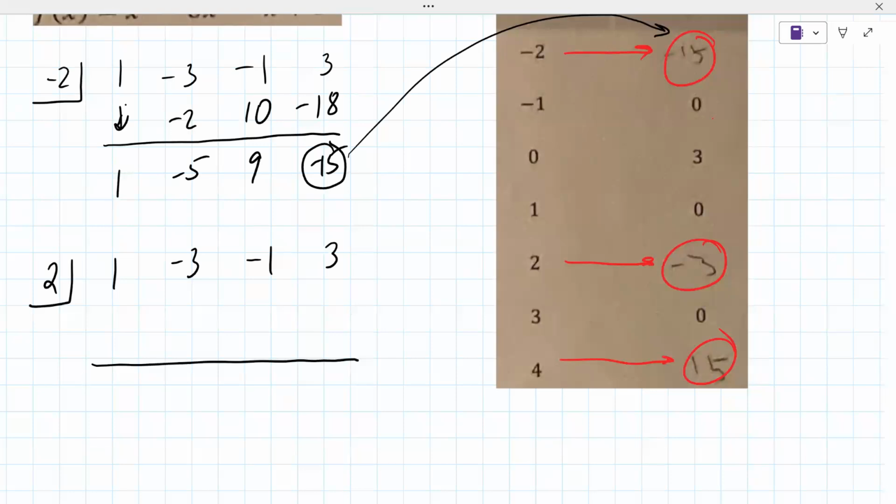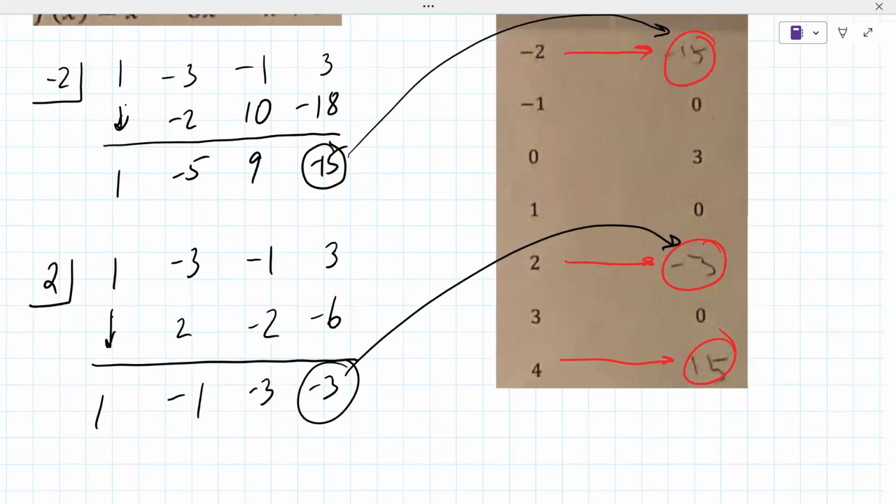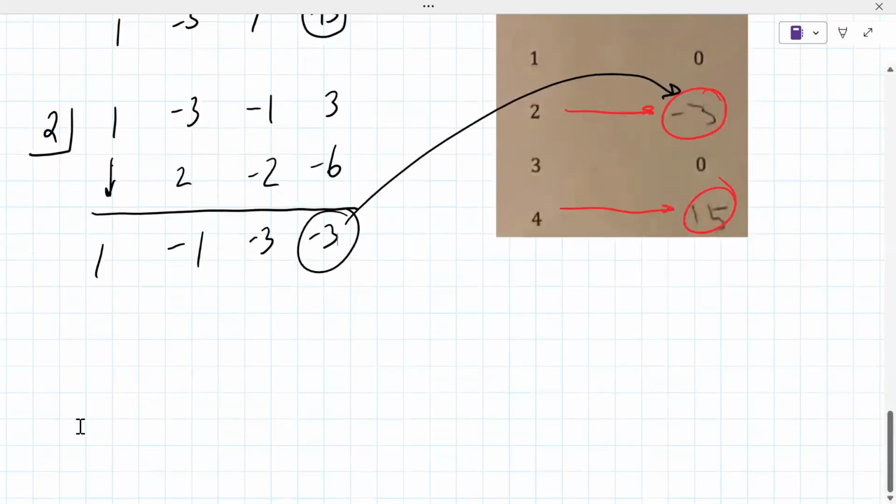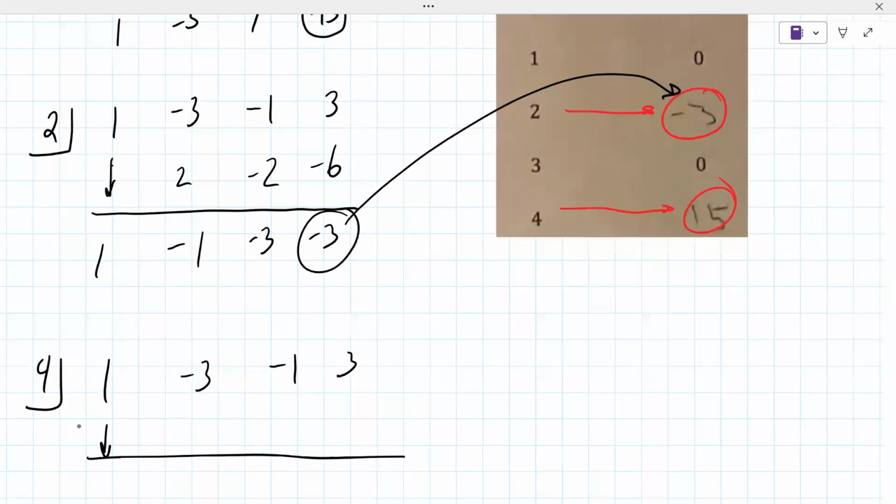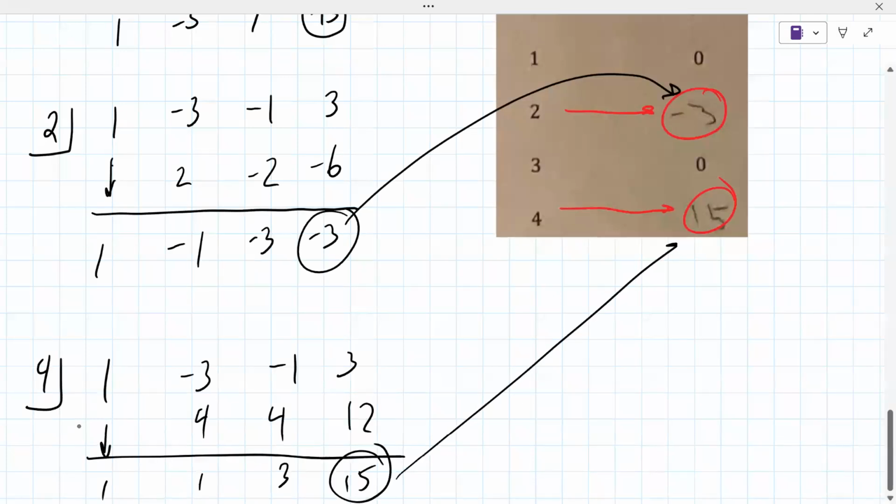So I got 2 and -3. And then for the next one, I'll start doing. Yeah, you can see it works. I mean, we're just confirming what you already know to be true. And then, yeah, 4 and 15.